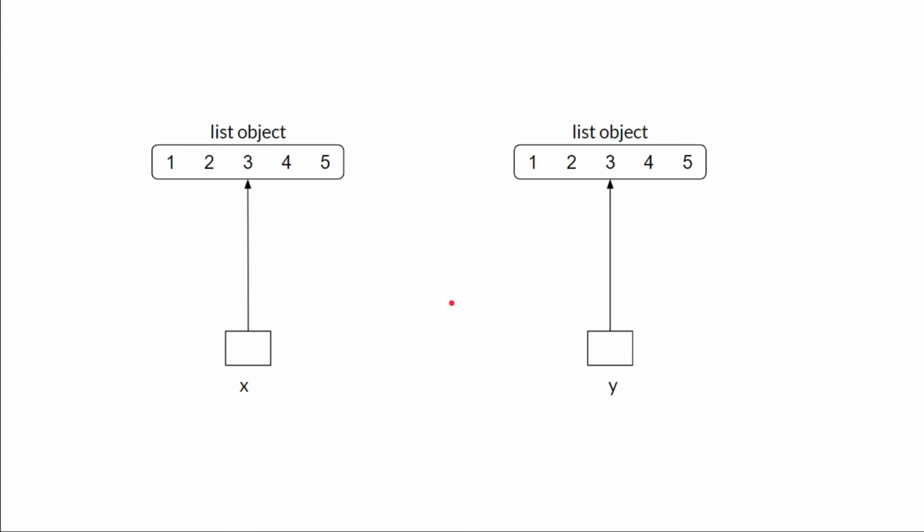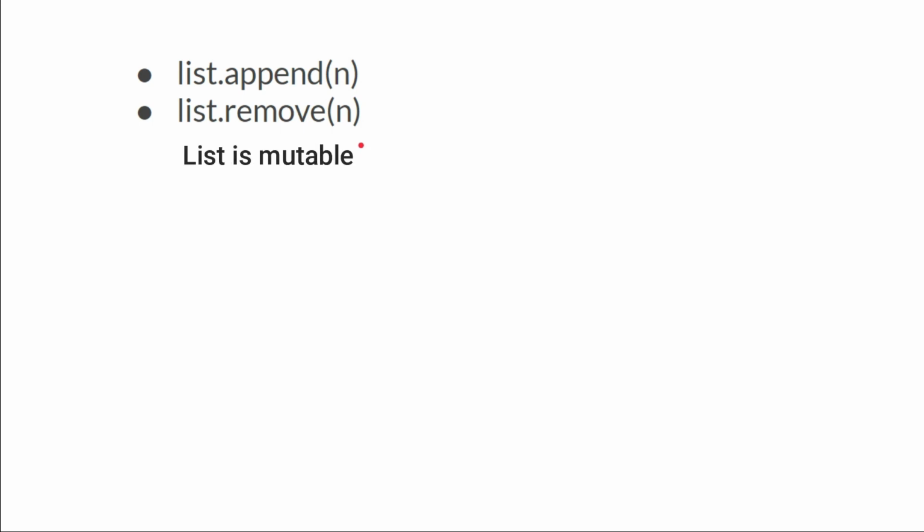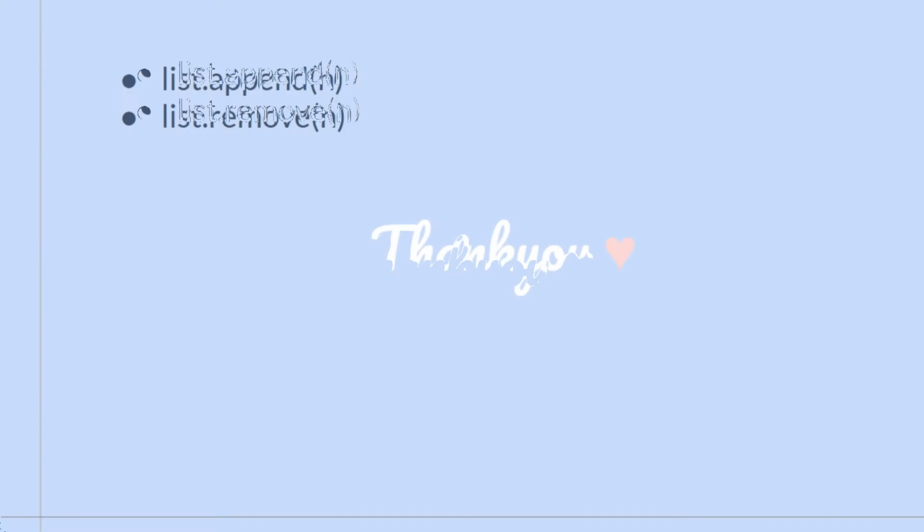Okay. So let's recap today's topics. We saw two methods of the list class. These are append and remove. And we saw that the list is mutable. Okay. So that's it for today. We'll see the remaining methods in the further lectures.